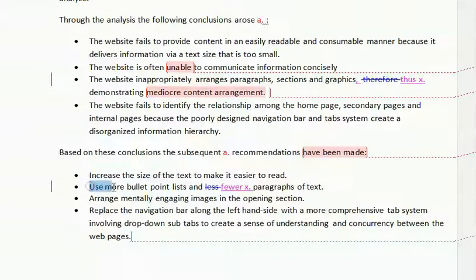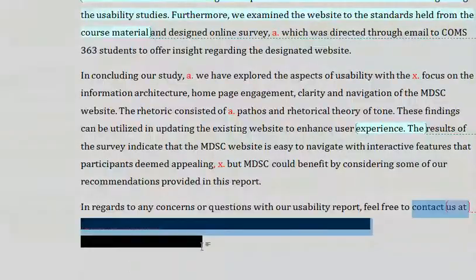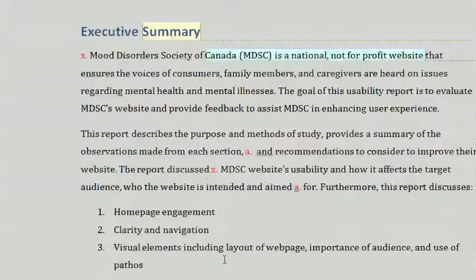So increase, use, arrange, replace, that's all proper for recommendation. And then using evaluative terms: fails, inappropriate, unable, fails. Fails is a bit harsh for your audience, and it would be better to say just does not provide. Looking at the other sample for their executive summary.